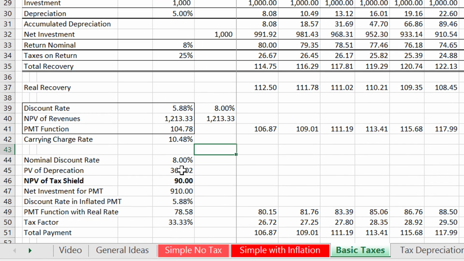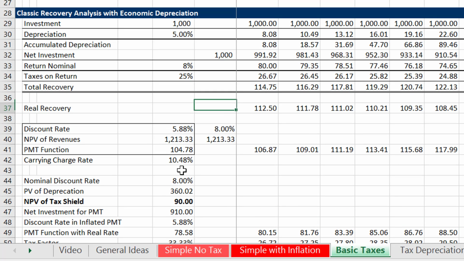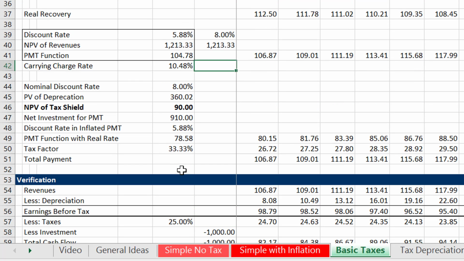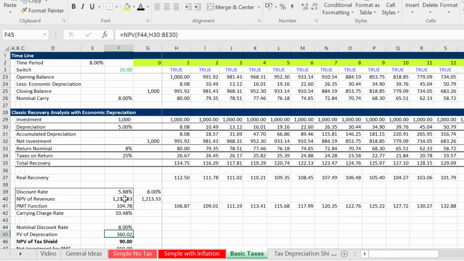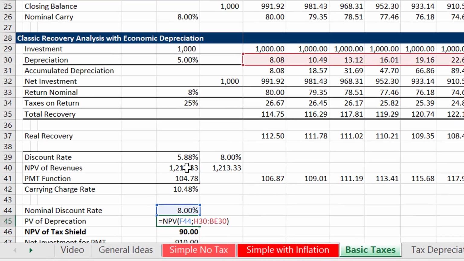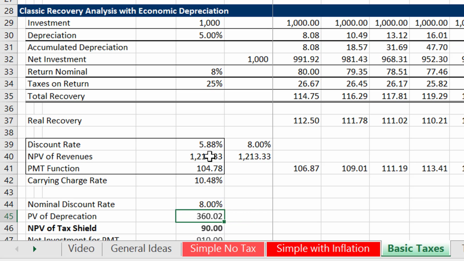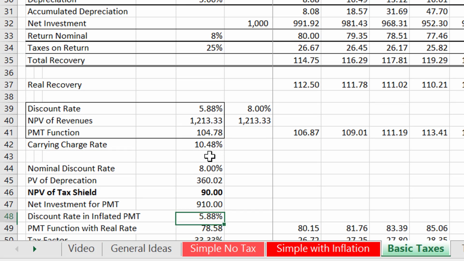Now we didn't have to do all of that. That's almost starting with a proof. All we had to do was take our nominal discount rate and then take the net present value of the depreciation. And the net present value of the depreciation is up here in line 30, the depreciation. And then you take that and multiply it by the tax rate. I don't know why it gave us exactly 90. Maybe there's some kind of theory behind that.